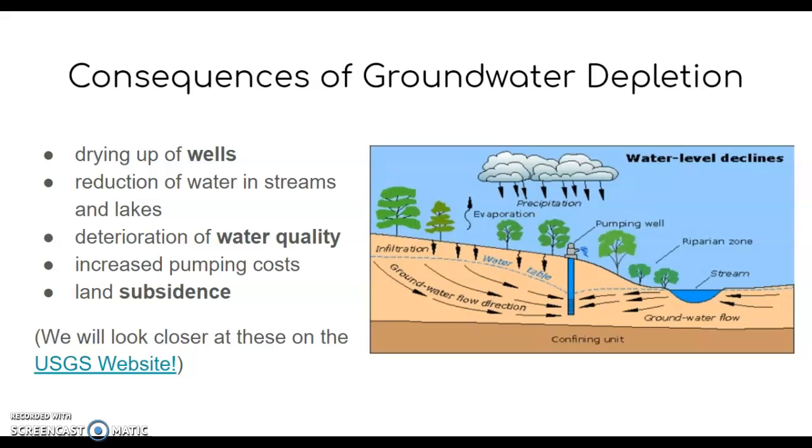Number one, wells can dry up, and wells are what we use to pump the water up. If you pump a well and you over pump it and the water table dips below where the well is dug, you won't be able to bring any more water up and you won't be able to use it. We can also see a reduction of water in streams and lakes. You can see a deterioration in water quality. Also increased pumping costs and something called land subsidence, which we'll talk about. There are some more consequences on this website, which is linked here in your presentation if you want to take a look or if you need elaboration on any of those things.